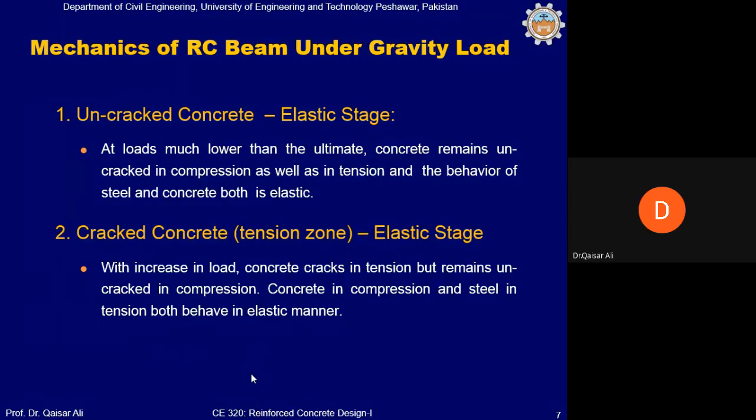Now, this behavior is only going to happen in a simply supported beam, or between the supports of a beam. But if you imagine a cantilever beam, in a cantilever beam the tensile stresses will be produced in the upper part of the beam.